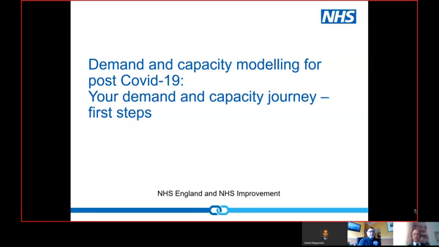Hello, and welcome to this webinar on demand and capacity modeling for post-COVID-19. We'll be talking here about your demand and capacity journey, some first steps into how you might start looking at applying some modeling and how that might relate to modeling for your service as it goes into its recovery phase.